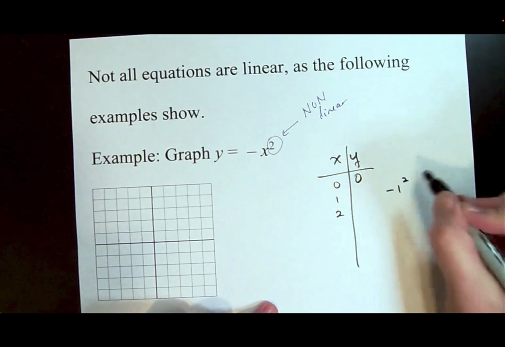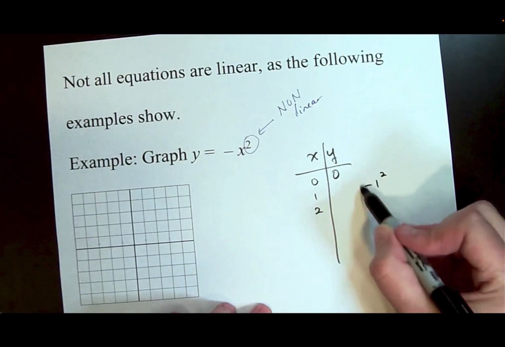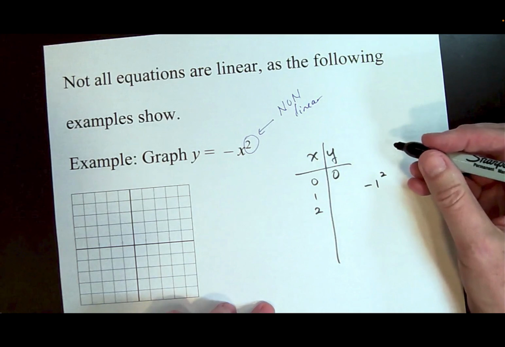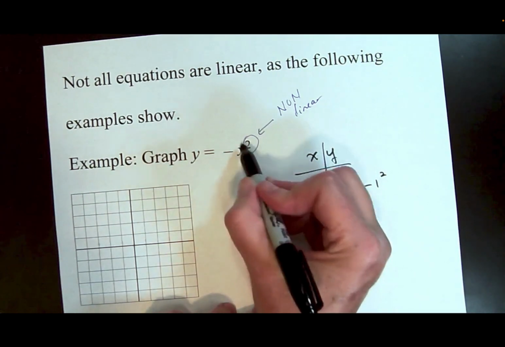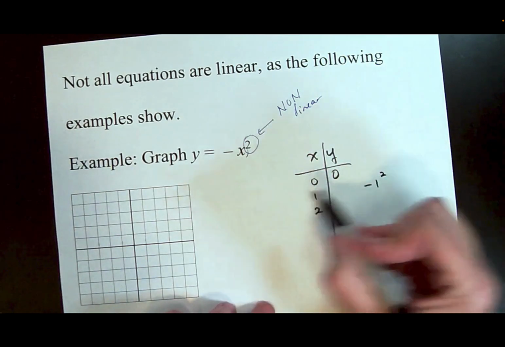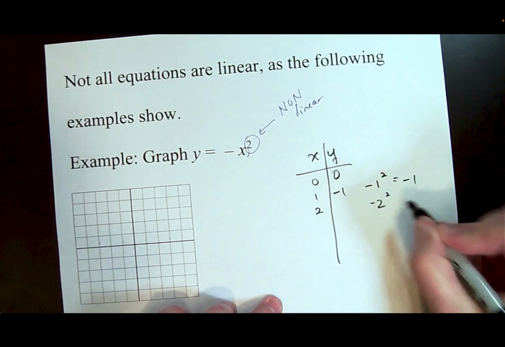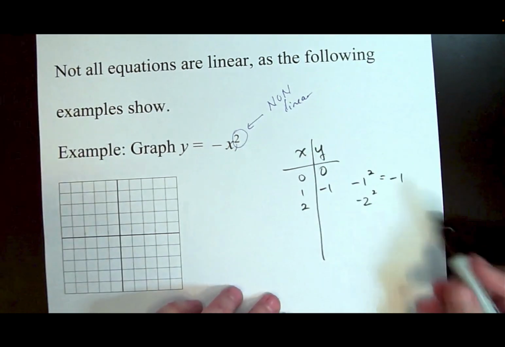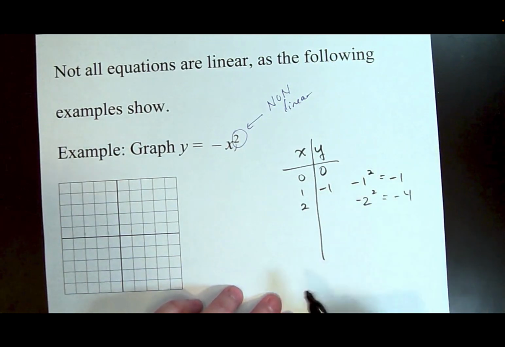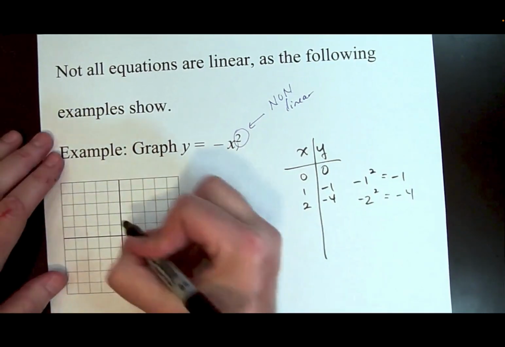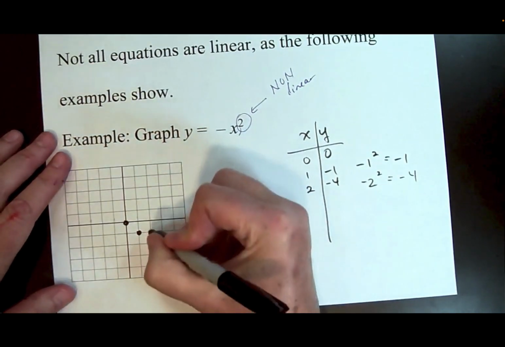Remember, when the x is not in parentheses, I'm not squaring the negative, right? That would have to be indicated with parentheses that include the negative. So this is just -1. I'm just trying to remind you that when you write a squaring like that, the squaring does not affect the negative sign. Okay, so plotting those, I have 0, 0, 1, -1, 2, -4.